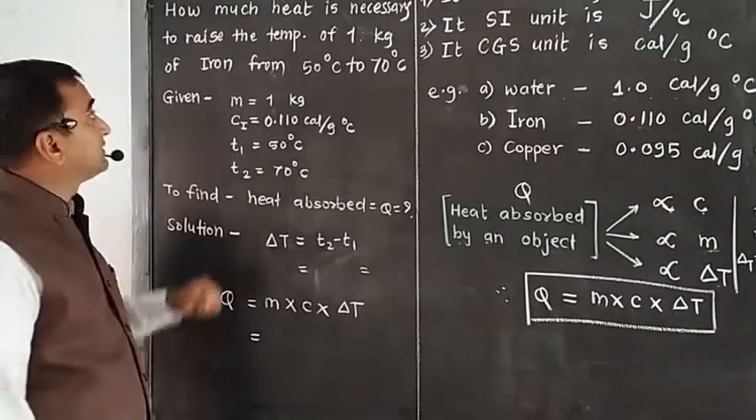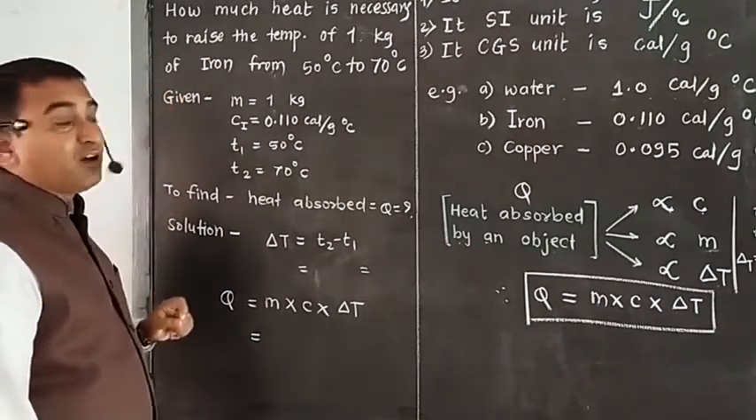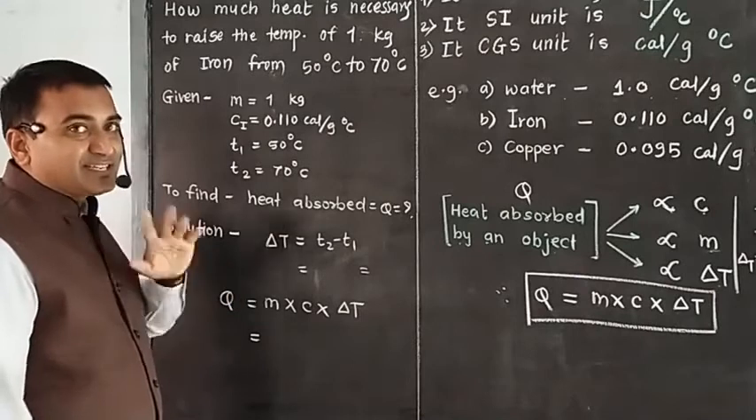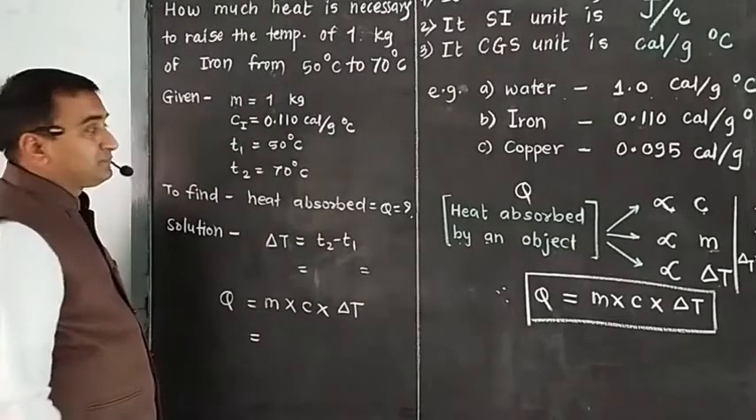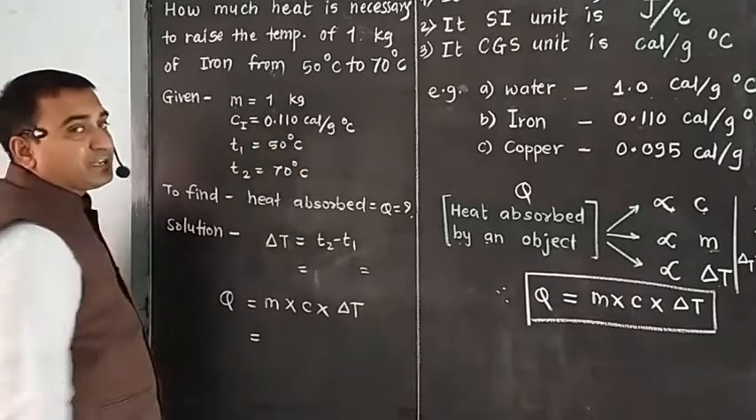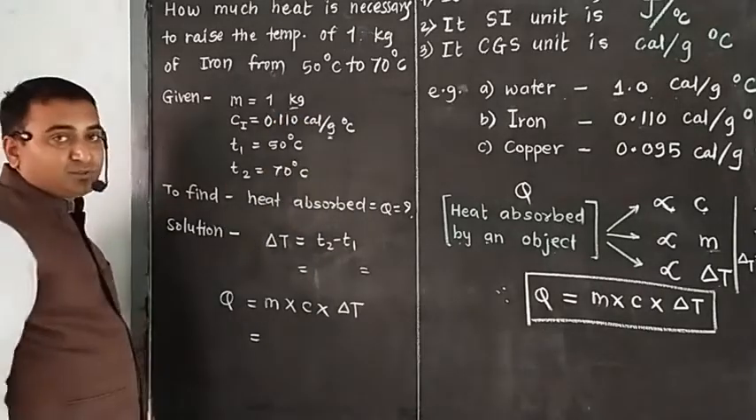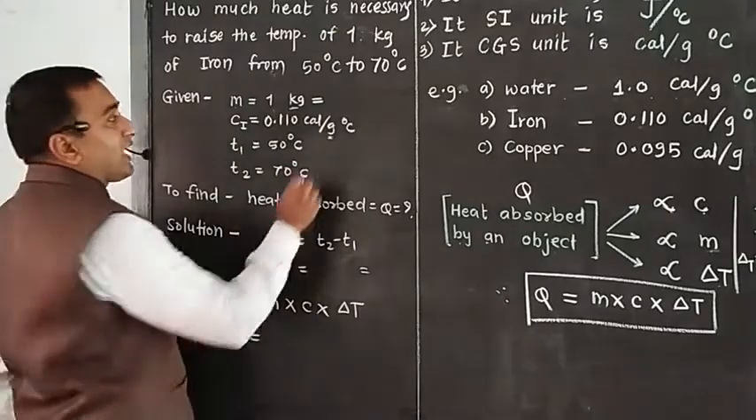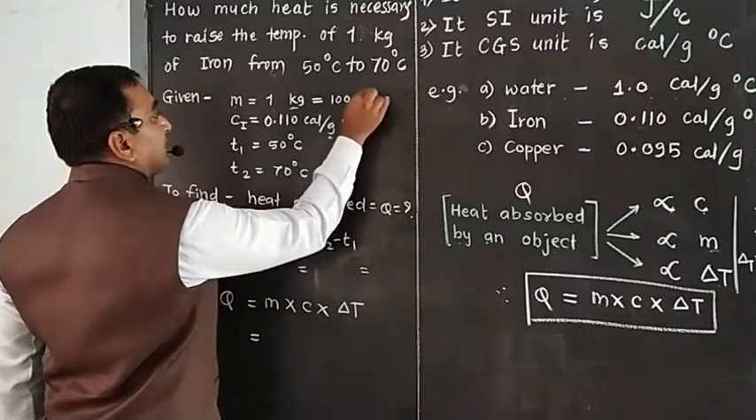This example is: how much heat is necessary to raise the temperature of 1 kilogram of iron from 50 degrees Celsius to 70 degrees Celsius? So see what is given. Mass of iron is 1 kilogram and specific heat of iron is 0.110 calorie per gram. Here we have grams, and here we have kilograms. The units should be the same, so convert this into grams. 1 kilogram means 1 times 1000, that is 1000 grams.